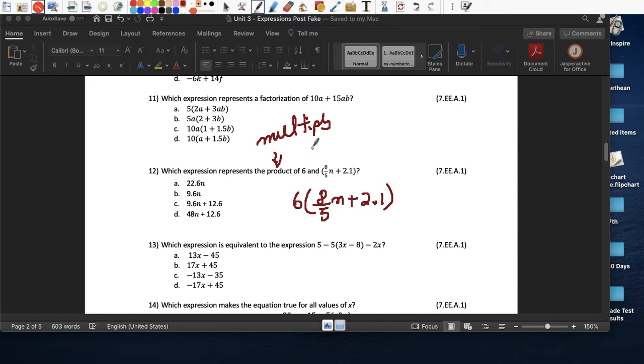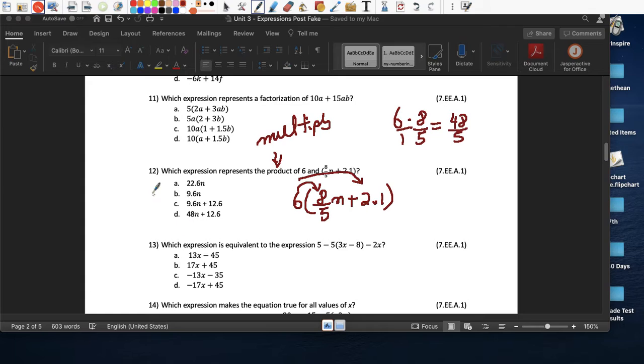Again, use your calculator. So we're going to multiply. So 6 times 8 over 5. So let's do this first. 6 times 8 over 5. I'm going to put this over 1. 6 times 8 is 48. 1 times 5 is 5.